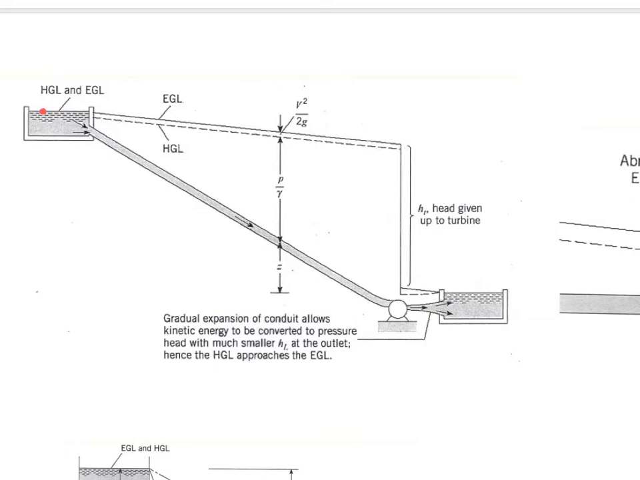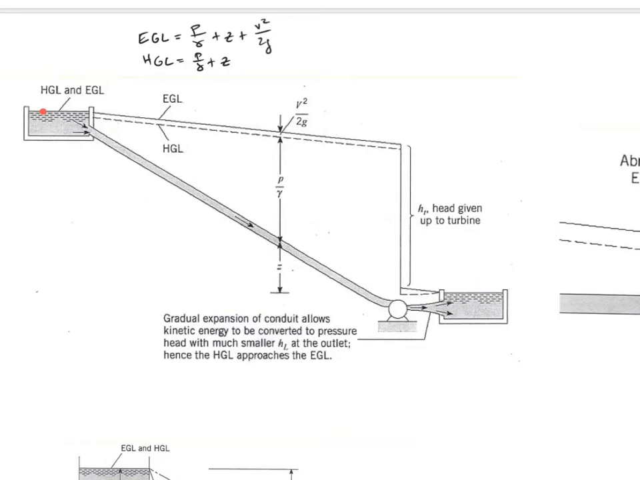So I wanted to remind you what the EGL is. The EGL equals P on gamma plus Z plus V squared on 2G. And just as a reminder, the HGL equals the piezometric head. So it looks like that. We're not going to do HGL at first. We're just going to do the EGL.